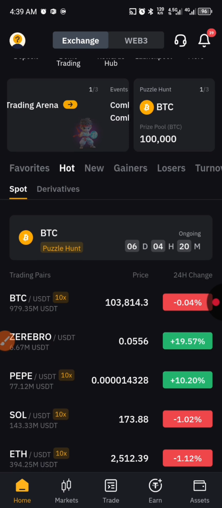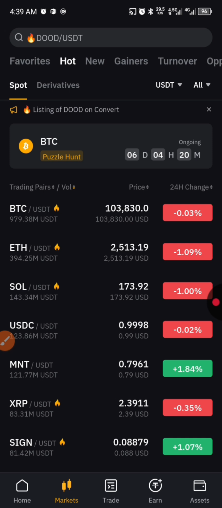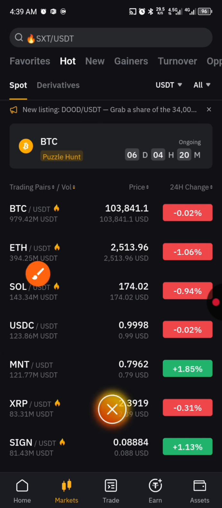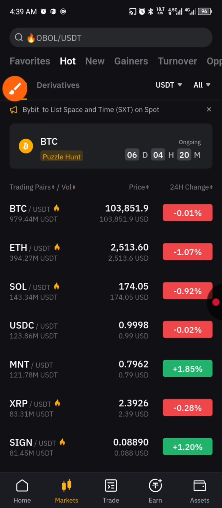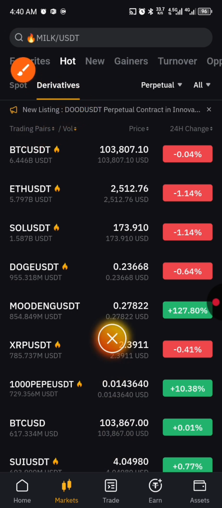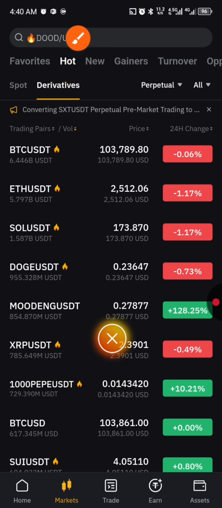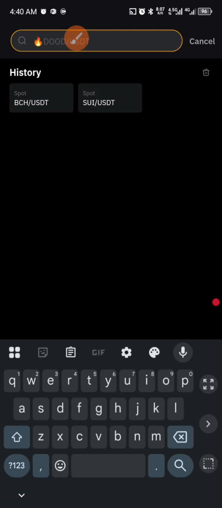When you open it, the first step you want to take is to go to market. When you come to market, you come over to derivative. See where that brush is pointing, that's derivative. So you click on it. There is a yellow underline that will come up. That means you're in derivative. You have favorite, you have hot, you have new, you have gainers. But that's not what we are looking at. You come up to this search bar where the brush is. You click on it.